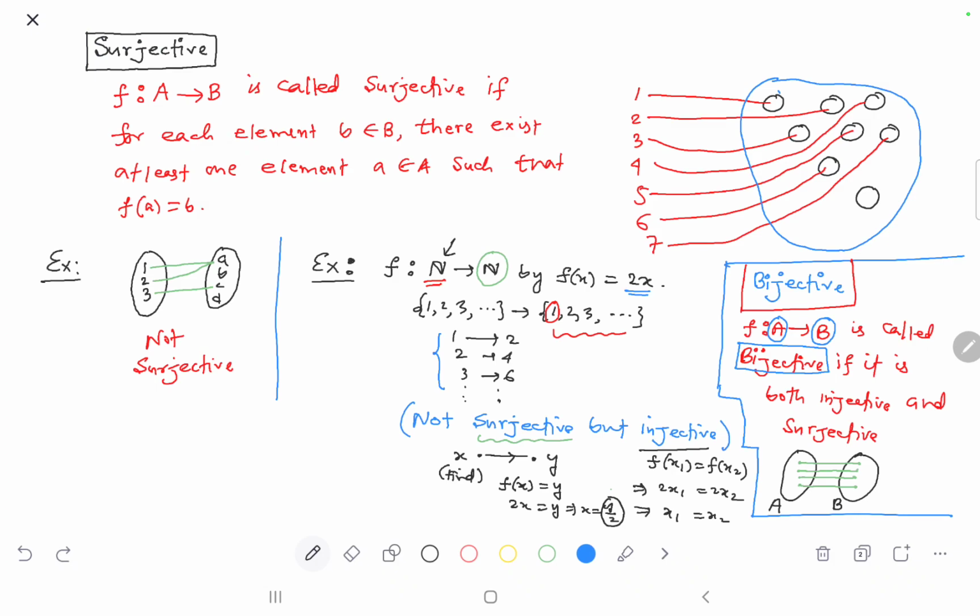Now the next idea is the composition of maps. I have a question about bijective. If I want to check bijectivity, I just check injectivity and surjectivity, and if both hold, then it's automatically bijective. Exactly.